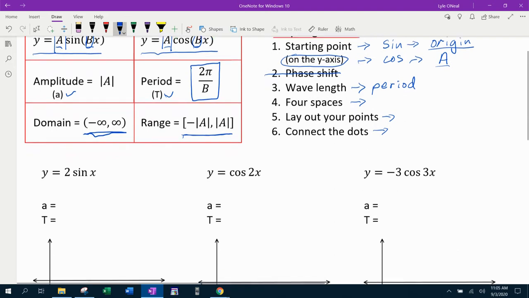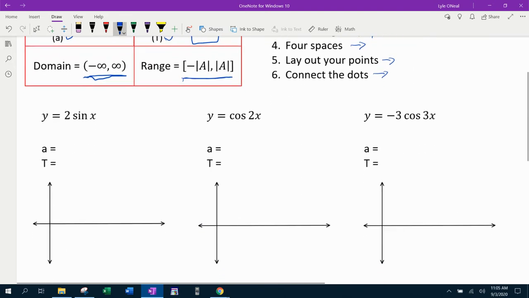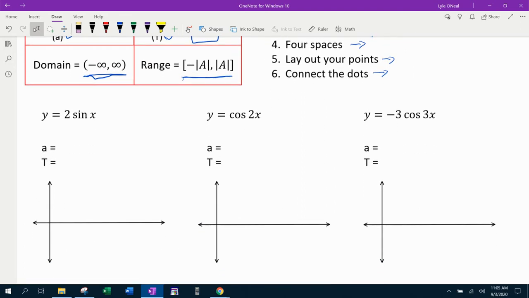So example number 1, we have y equals 2 sine of x. And the first thing we're going to do is figure out the amplitude, okay? So remember, the amplitude is the absolute value of a. The absolute value of 2 is 2.